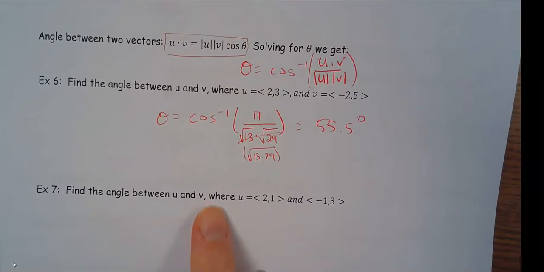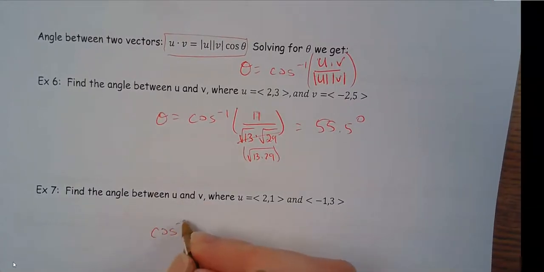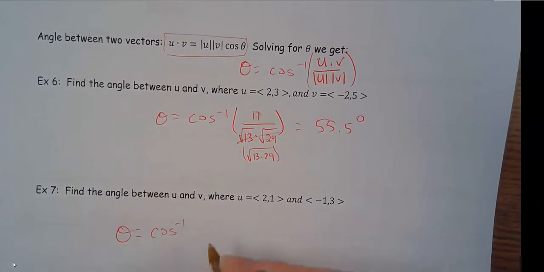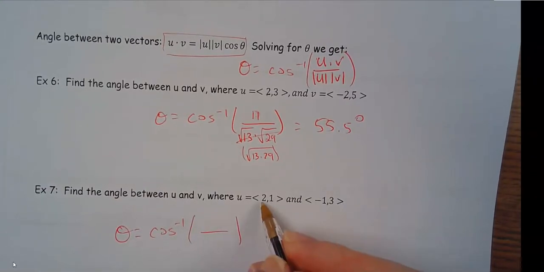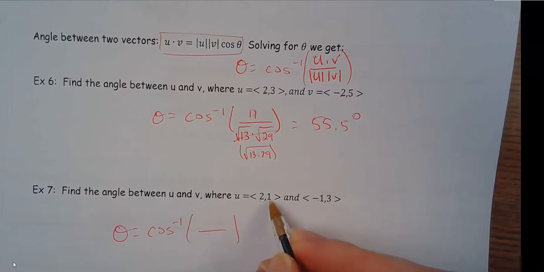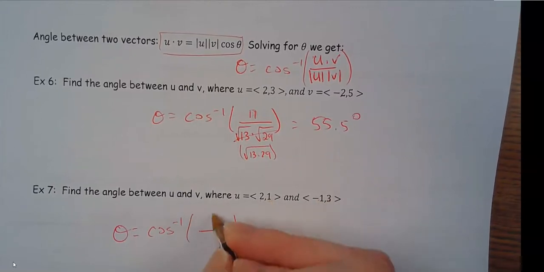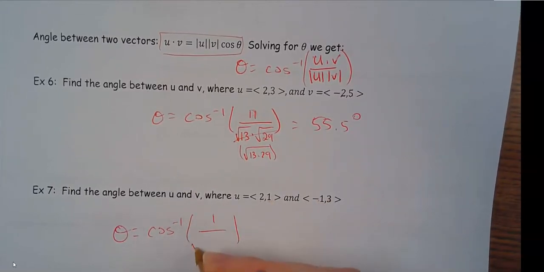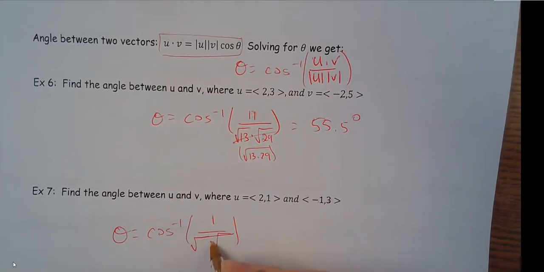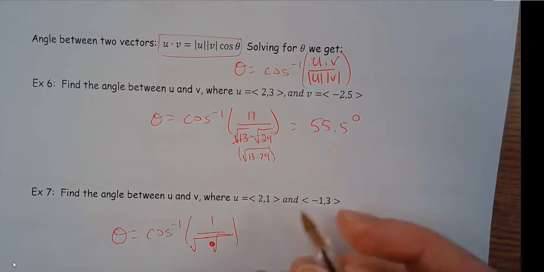Find the angle between these two. So theta equals inverse cosine, dot product here. So 2 times negative 1 is negative 2. So negative 2 plus 3 would be 1. Then on bottom, their magnitudes being multiplied together. And you could put one big radical, I guess, and put times between them.